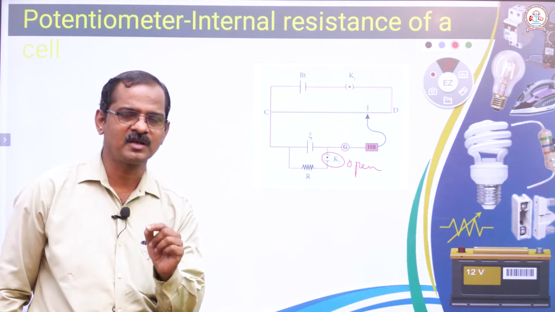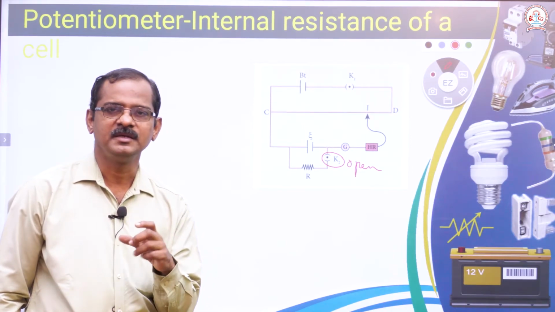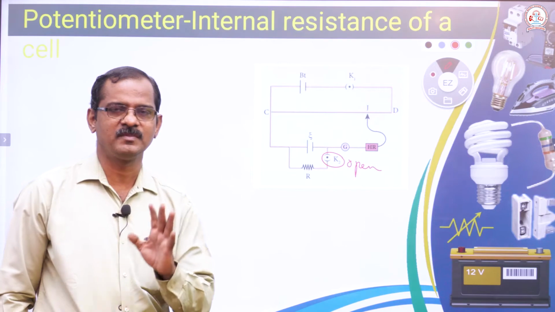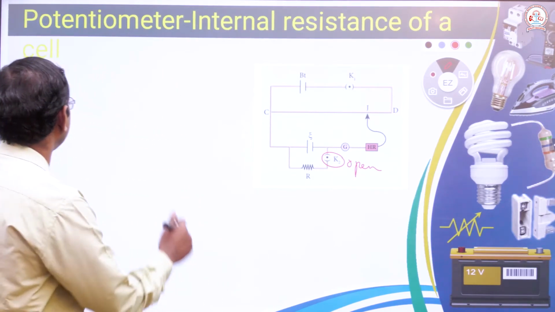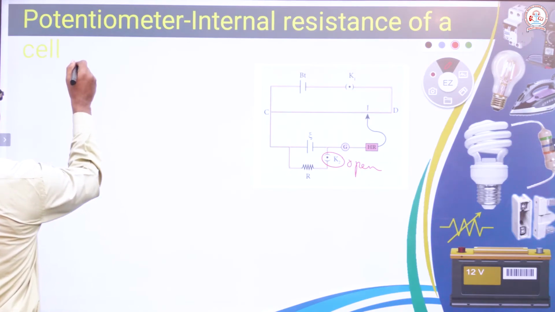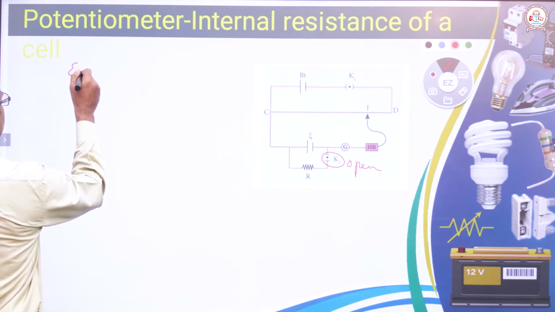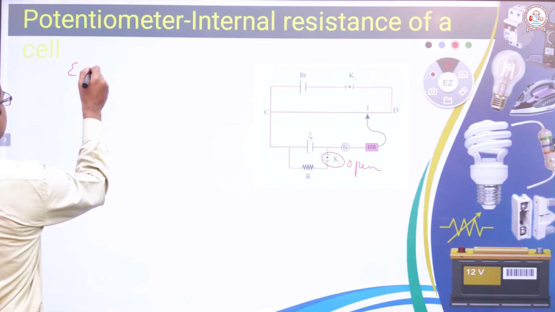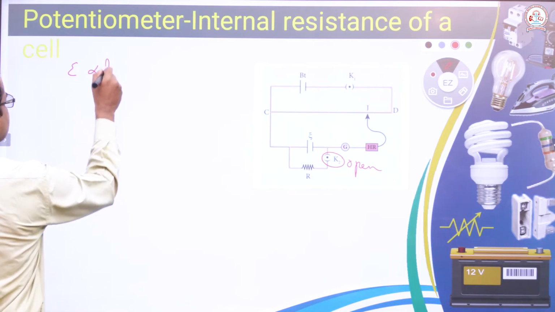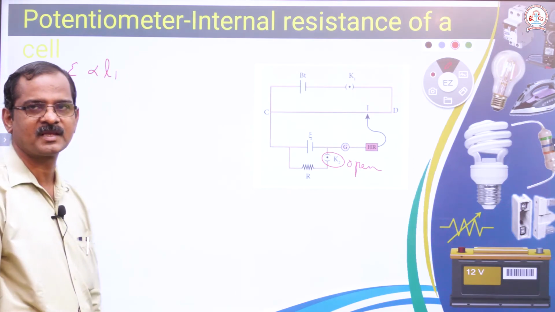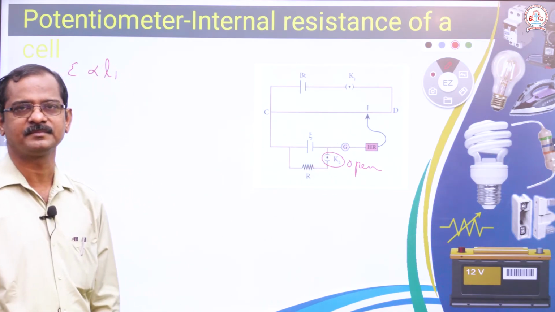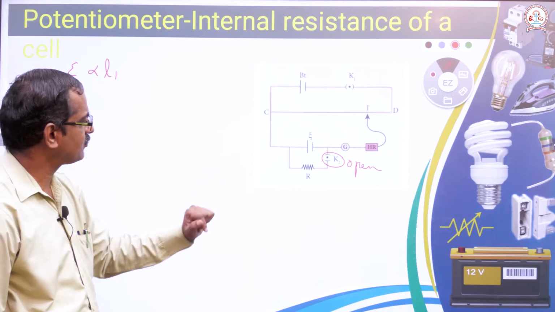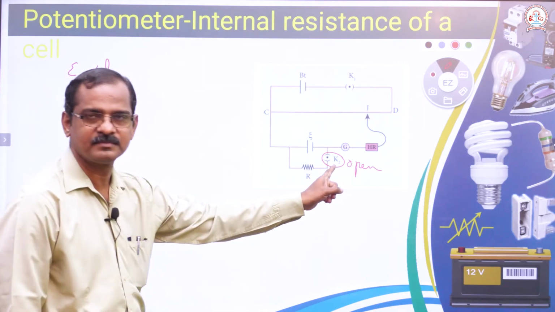The working principle of potentiometer is EMF is directly proportional to balancing length. So we get that epsilon is directly proportional to L1. We calculate the first balancing length. Epsilon is directly proportional to L1. Then what we do? We just close the key.